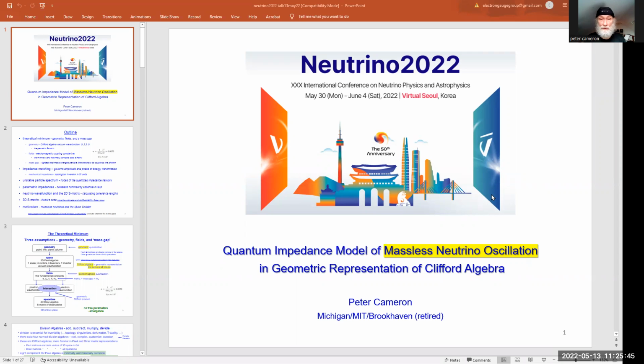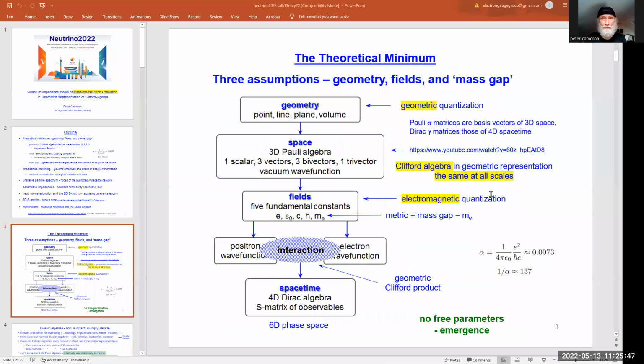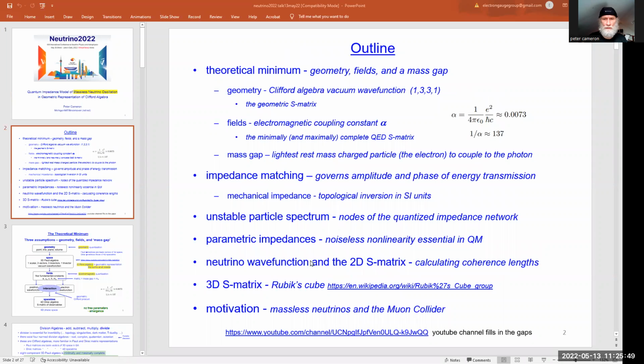Massless neutrino oscillation. So there's no way I'm going to get through this in 3 minutes. If you want to fill in the gaps, please go to this link to YouTube.